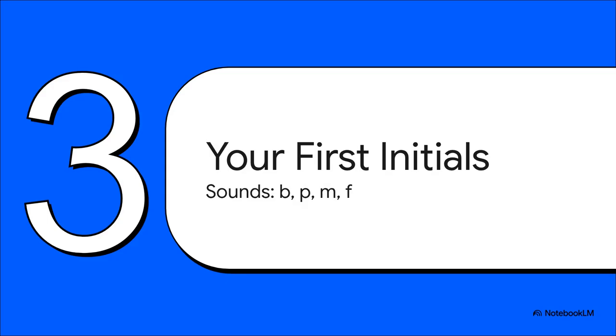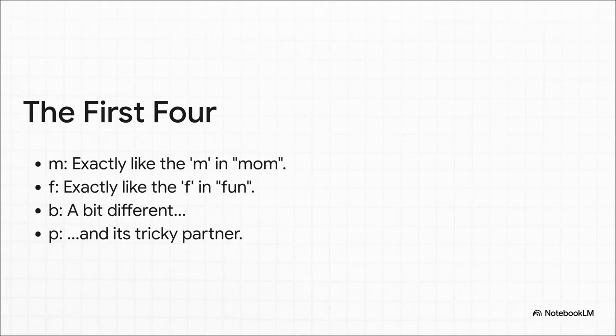All right, time to get our hands dirty and learn our first few building blocks. We'll start with the head of the syllable, the initials. And we'll focus on four really common ones: b, p, m, and f. So, the first two are a total breeze. The pinyin m is just like the m in mom, and f is just like the f in fun. No tricks there. But b and p, well, that's where things get interesting.